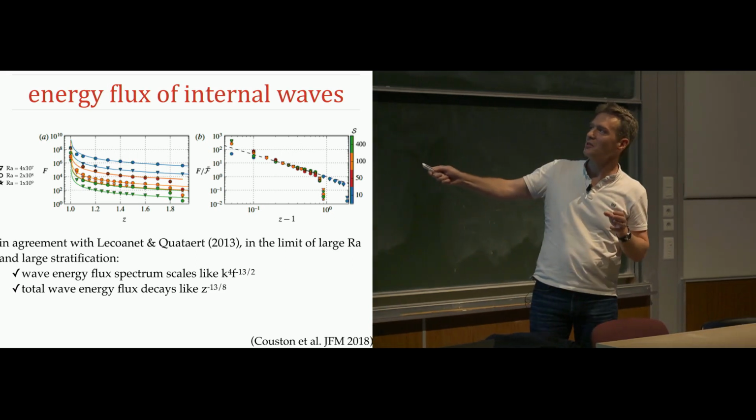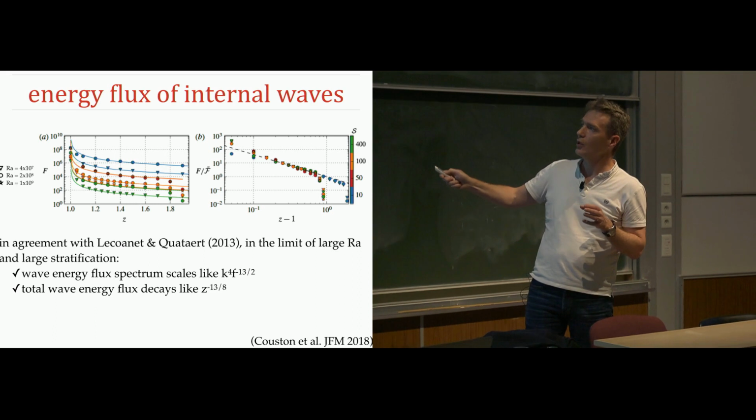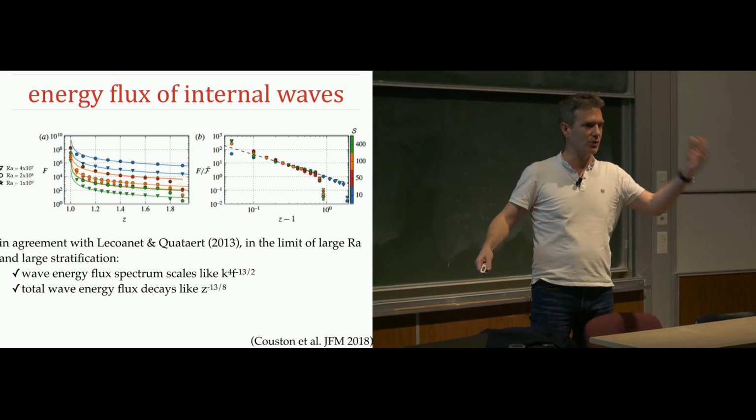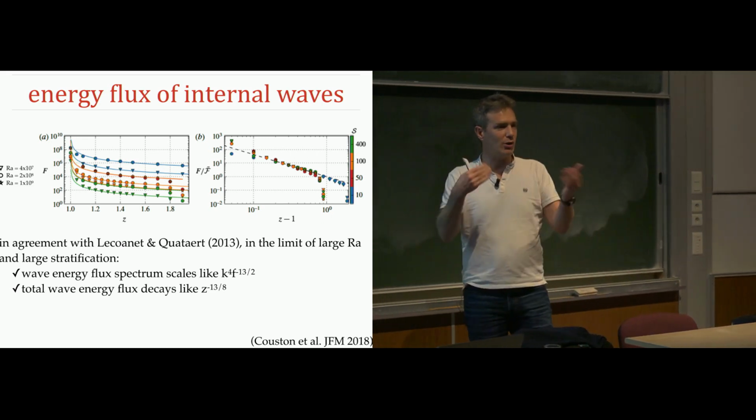However, you see that the dotted line is the theoretical law. The points are numerical simulations for various values of the strength of the interface and for various values of the Rayleigh number, the intensity of convection. And you see that we have a very nice agreement between the two.